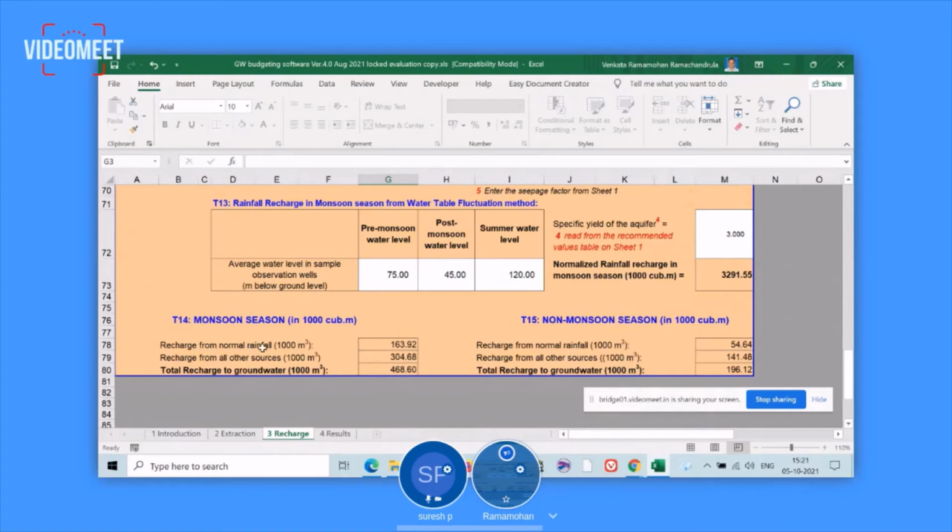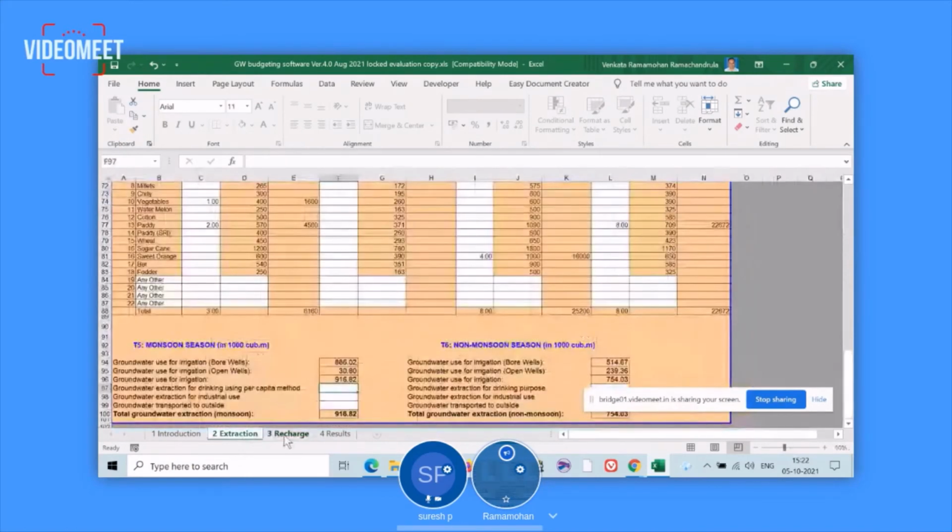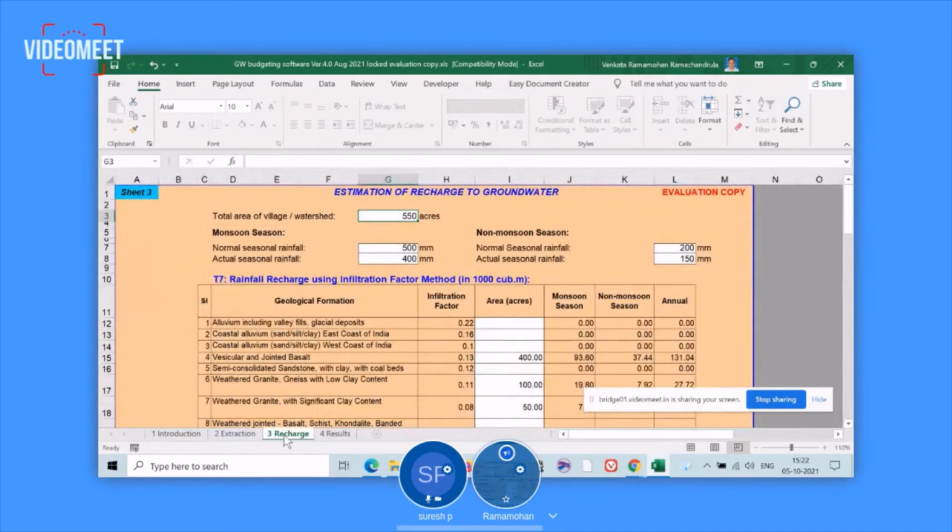The total recharge from the normal rainfall, this means the direct recharge from the rainfall, and then the sum of all the other recharge components, that means the other five components, together becomes the total recharge to the groundwater. This is how calculations are done. So in a way, the extraction and then recharge, these two sheets will capture everything that is given in the 300 and plus pages of the detailed guidelines of the GEC 2015. All those methods and calculations are incorporated just in two sheets and then presented here.